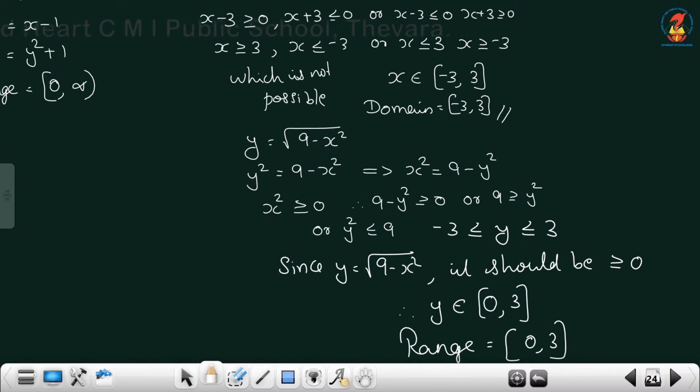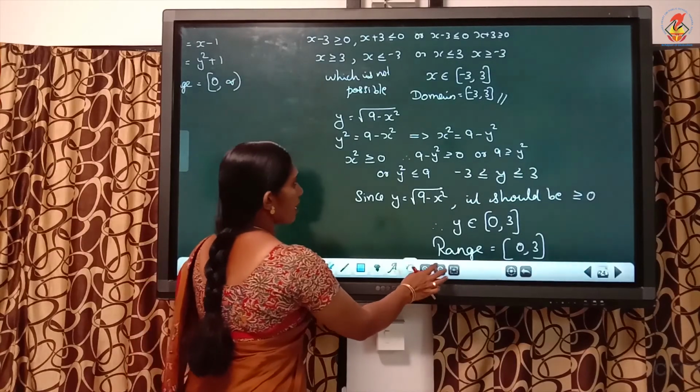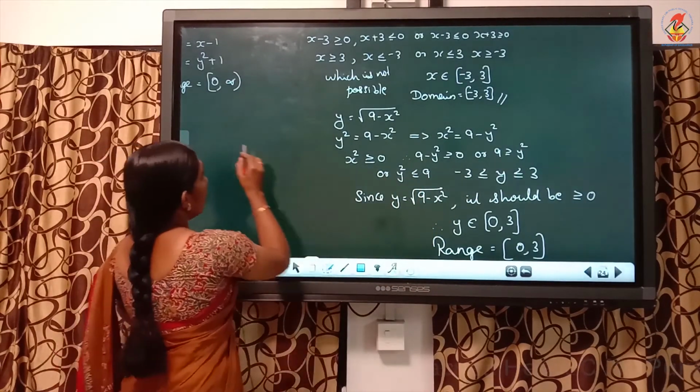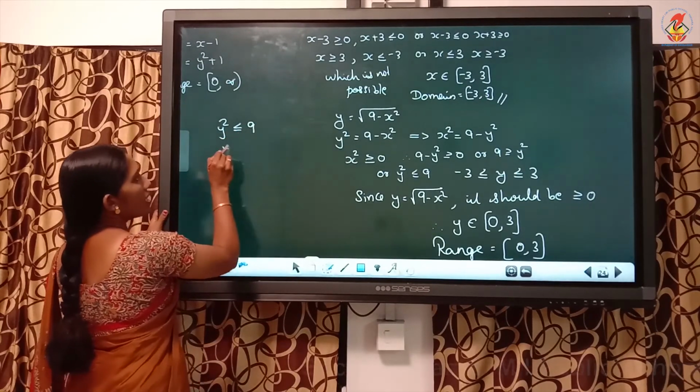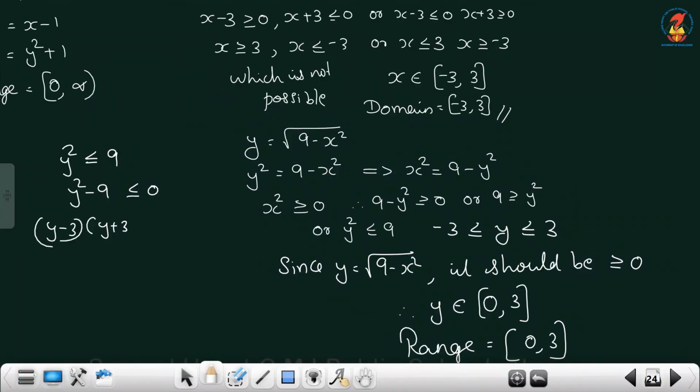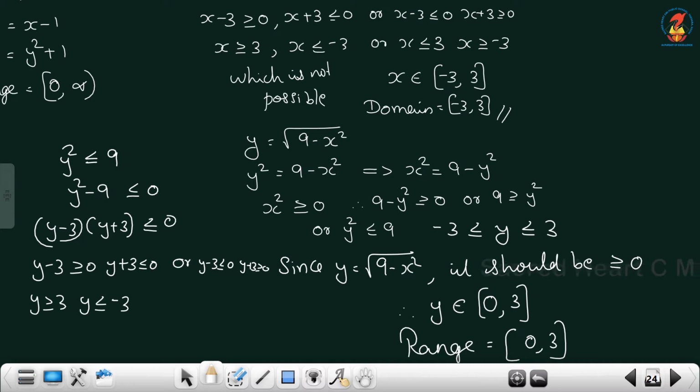Here I directly wrote this step. Or if you want to factorize, children, you can factorize from here. Y square less than or equal to 9, or y square minus 9 less than or equal to 0, so y minus 3 into y plus 3 less than or equal to 0. That means one number positive and one number negative: either y minus 3 negative and y plus 3 positive, or the second case.